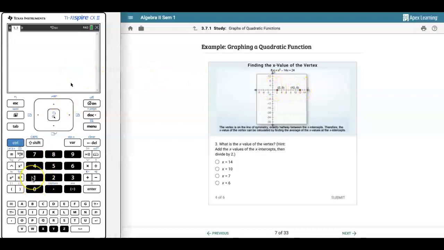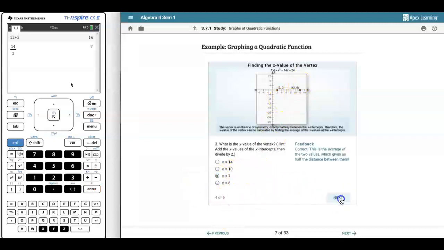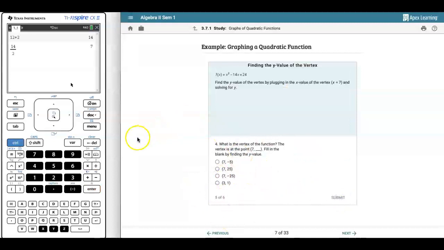So again, to take the average, we're going to do 12 plus 2, or 2 plus 12. Then we divide that answer by 2. So our x coordinate for our vertex is going to be at x is equal to 7. All right, then we just plug back into our original equation here.